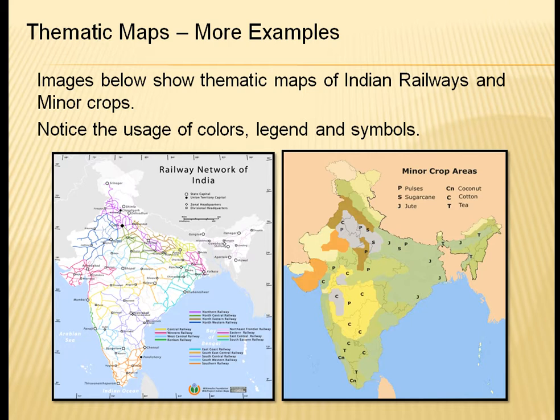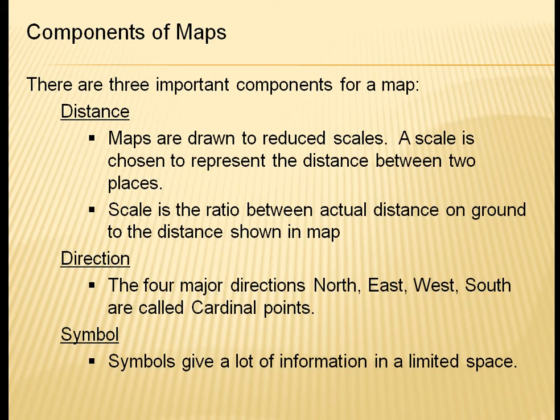Next, moving further, components of map. So we have the 3 components of map, DDS. That means distance, direction and symbol. Distance. Maps are drawn to reduced scale. A scale is chosen to represent the distance between the 2 places. And what is scale? Scale is the ratio between the actual distance on the ground and the distance shown in the map.